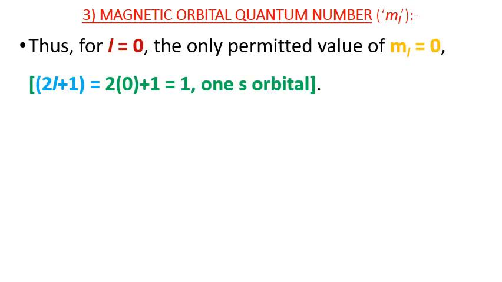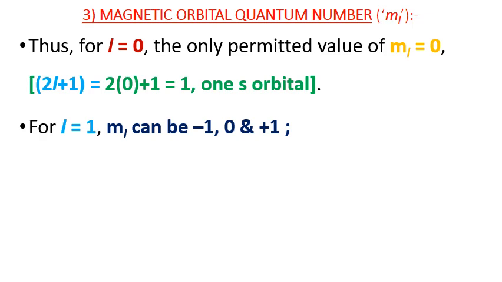Thus, for l is equal to 0, the only permitted value of ml is 0. The number of orbitals can be calculated for l is equal to 0 by using the formula 2l plus 1, where l is 0, hence 2 into 0 plus 1, that gives 1. That means only one s orbital is present.